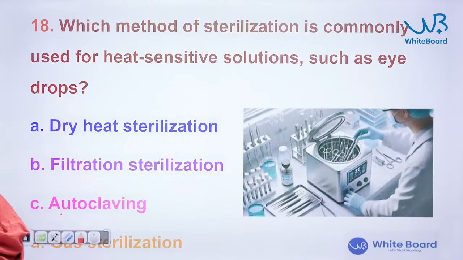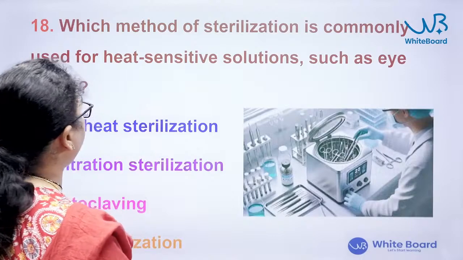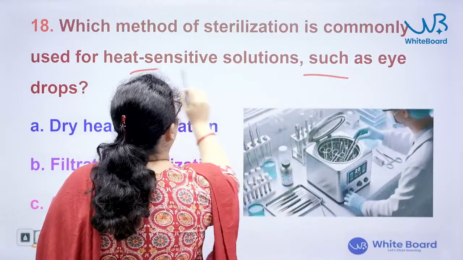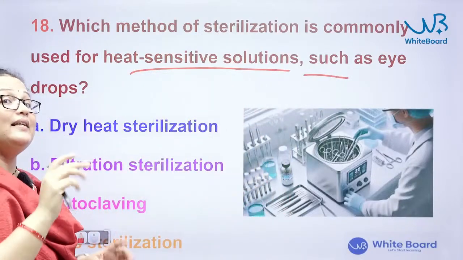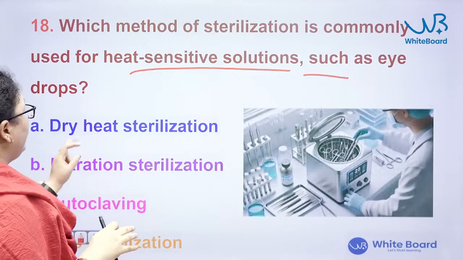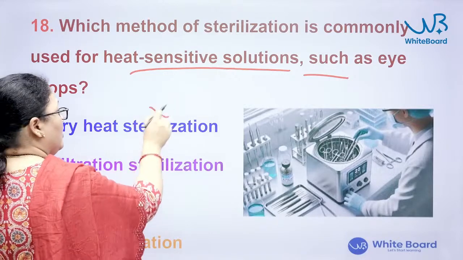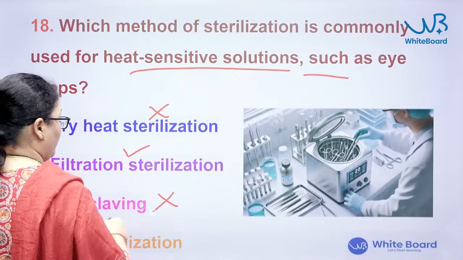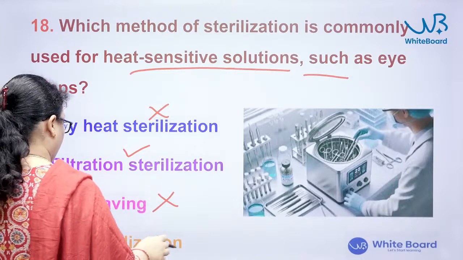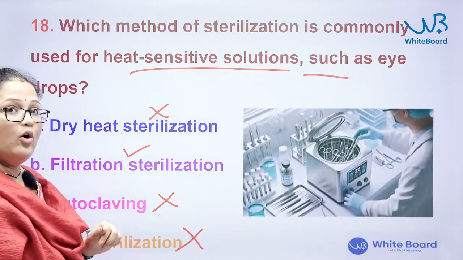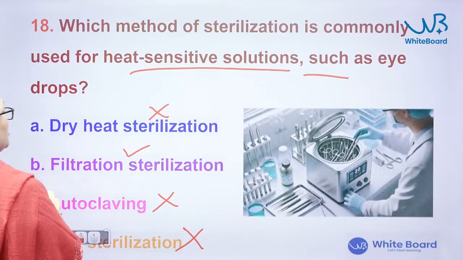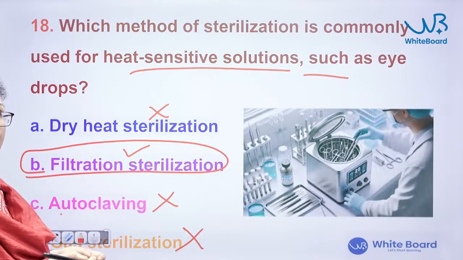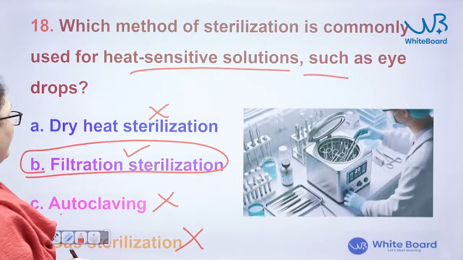Next one. Which method of sterilization is commonly used for a heat sensitive solution such as eye drops? Okay. For eye drops, what is the mode of sterilization you are using? They are heat sensitive, thermosensitive. Dry heat sterilization? No. High temperature is there? It will decompose the drug. Filtration sterilization? Okay. Autoclaving? No. High temperature. Next. Gas sterilization? No. Okay. So, the correct answer is the filtration sterilization. So, the membrane filters, by using 0.45 micron filters, you can prepare the eye drops.